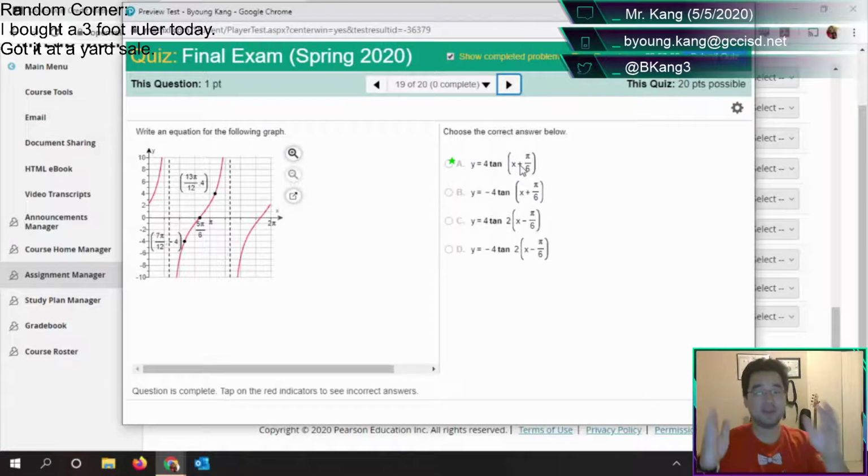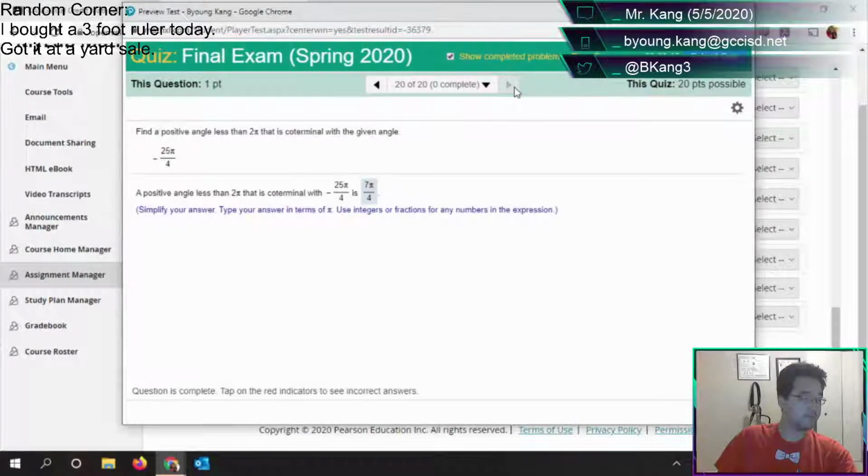Remember, because it's periodic, shifting to the left too much is the same thing as shifting to the right, because it goes this way forever and ever. So hopefully you got the period down, right? Because from here to here, you end up with a period of pi still. Or you could have just plugged the coordinate points into all of them, see which one fits. And then finally for this one, you just add 2 pi a bunch until you get to 7 pi over 4.